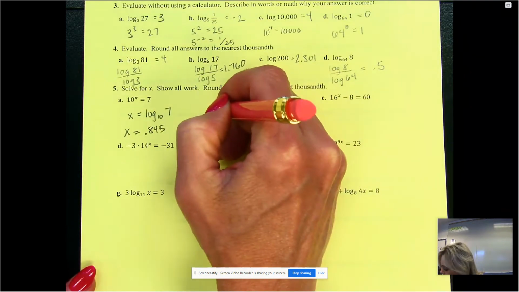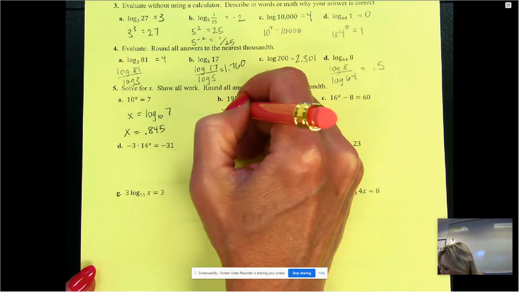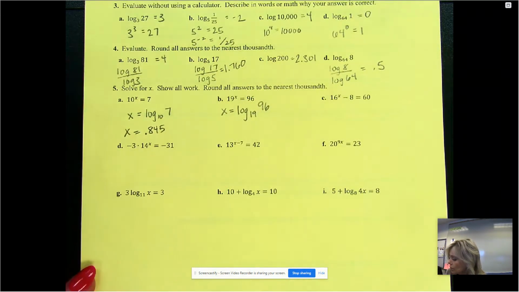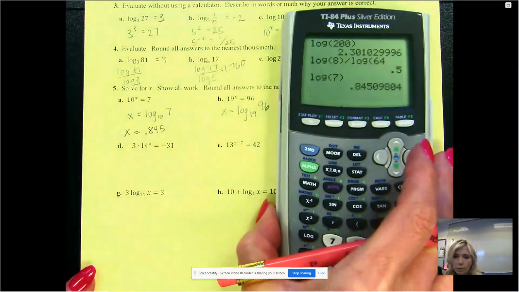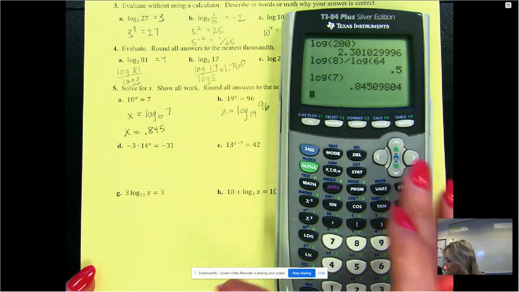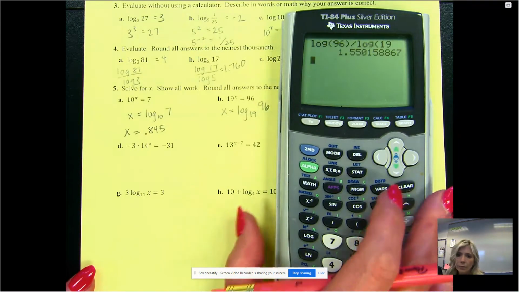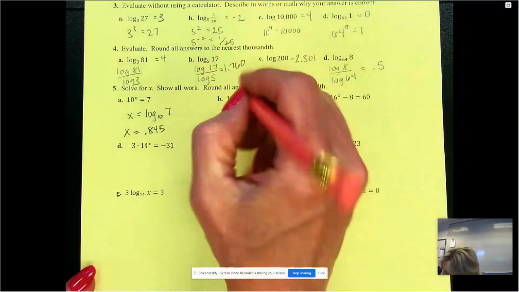Okay, for b, x is equal to log base 19 of 96. So we're looking for the log of 96 divided by the log of 19. 1.550.